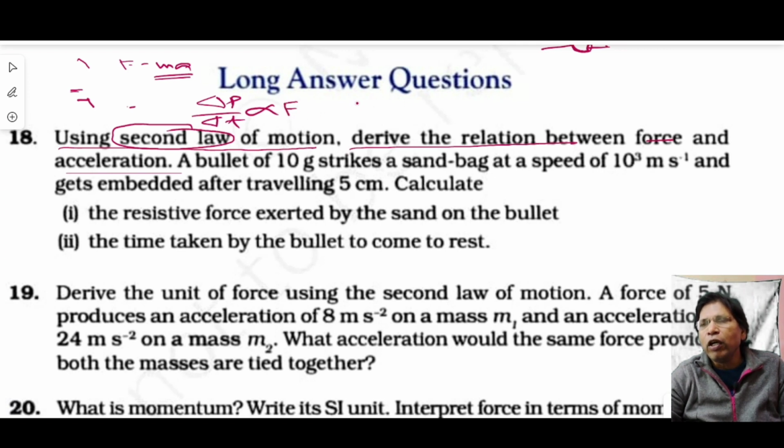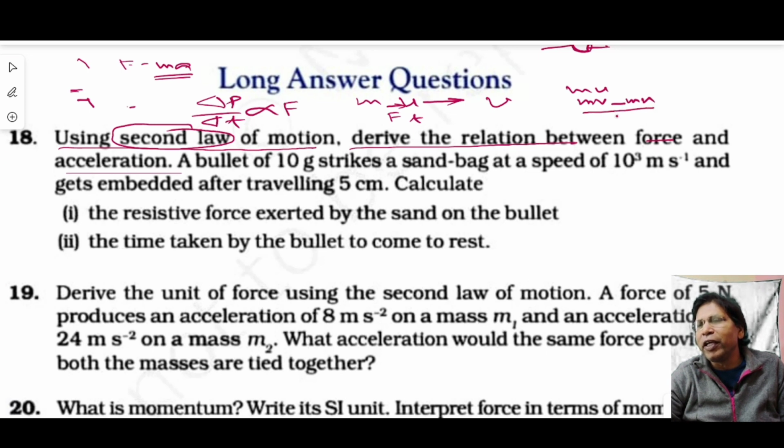Suppose a body of mass m moves with velocity u in a horizontal plane. A force F acts on it for time t. The final velocity becomes v. So initial momentum becomes mu, final momentum becomes mv. So change of momentum becomes mv minus mu.